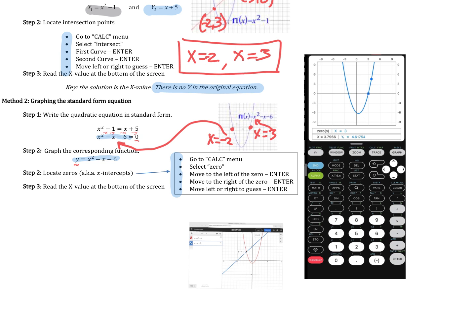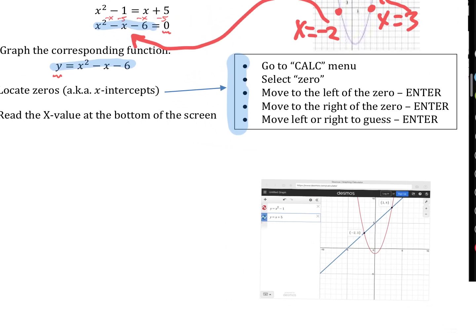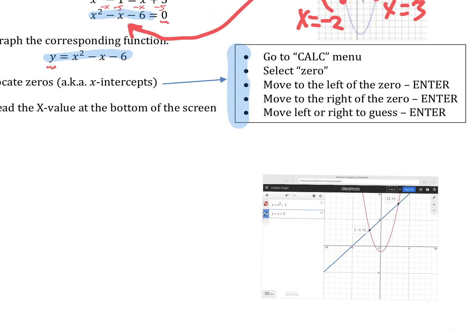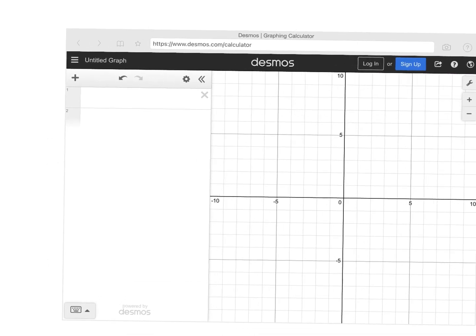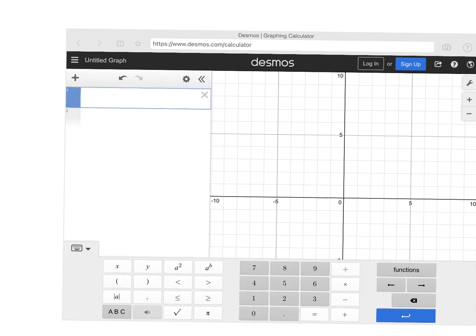Now we can do that on Desmos as well. So let's go look at Desmos here. And again, we have our equation that's equal to 0. So we're going to enter that equation here. And that is x squared minus x minus 6. All right, let's graph that. You don't actually have to put the y equals, but it's a good habit. X squared minus x minus 6.